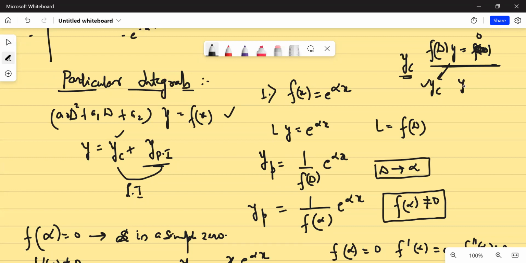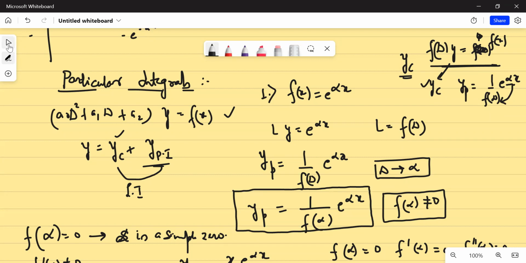Now you are going to find the particular integral because it is no longer homogeneous, it is an inhomogeneous differential equation. So one, you will find the complementary function, and the other, you have to find the particular integral. So the particular integral is equal to 1 upon f(D) e^(alpha x). Is that clear? This alpha, simply replace it in the place of D here. If f(alpha) is non-zero, then the particular integral is given by this.